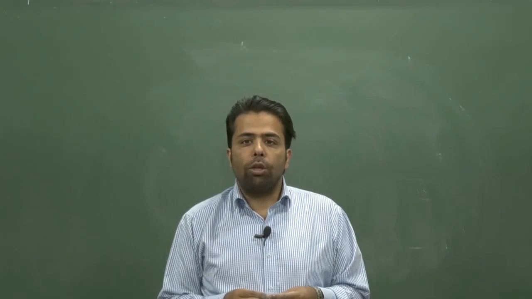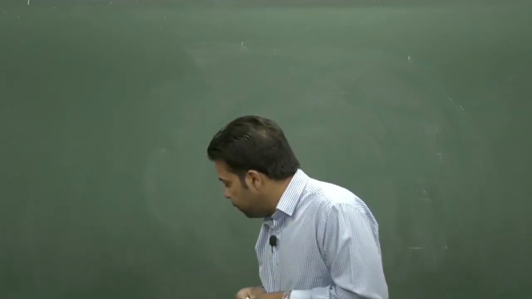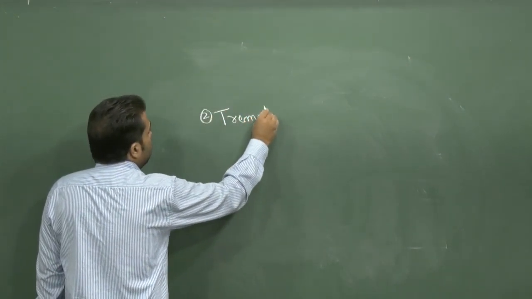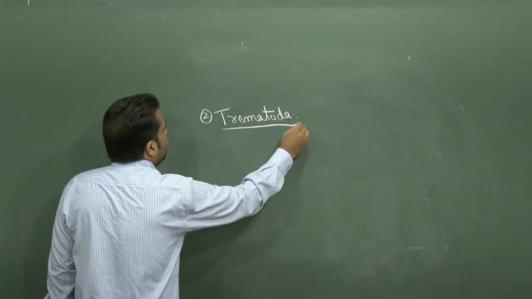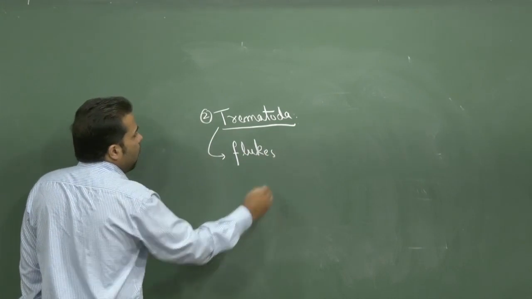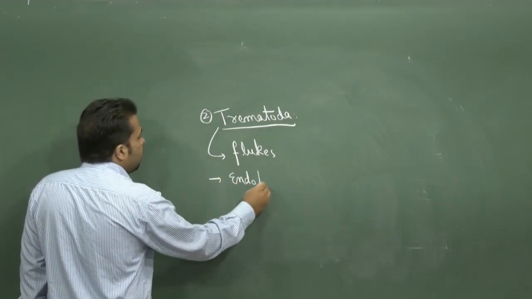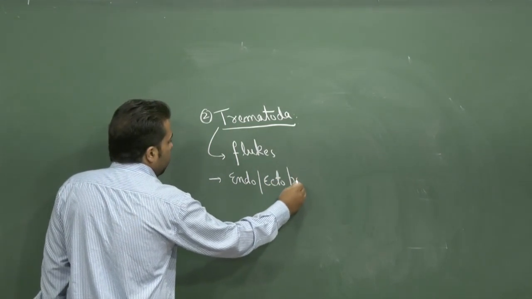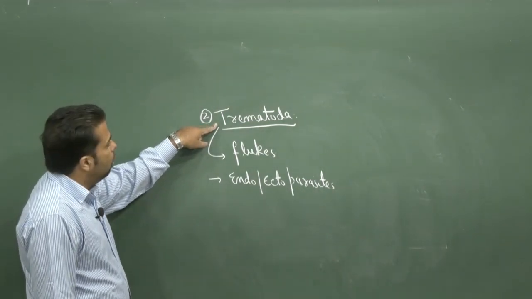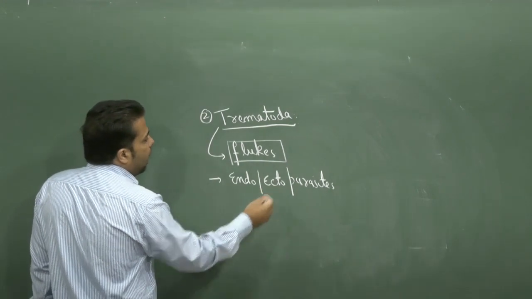Dear students, we are giving the classification of phylum Platyhelminthes, and it has been divided into three classes. The first class was class Turbellaria. Now the second class is Trematoda. They are commonly called flukes. They are both endo as well as ectoparasites.